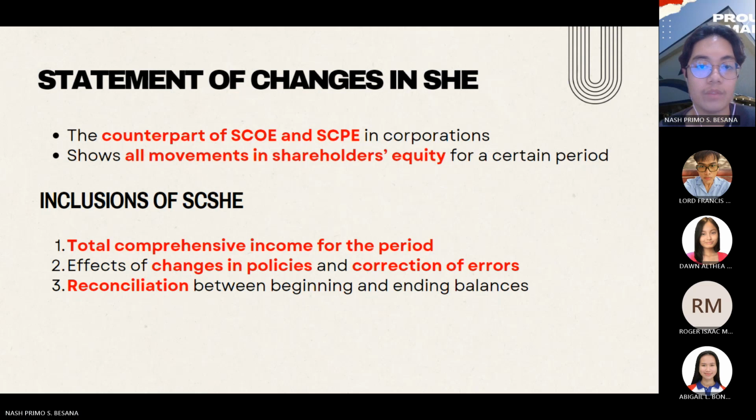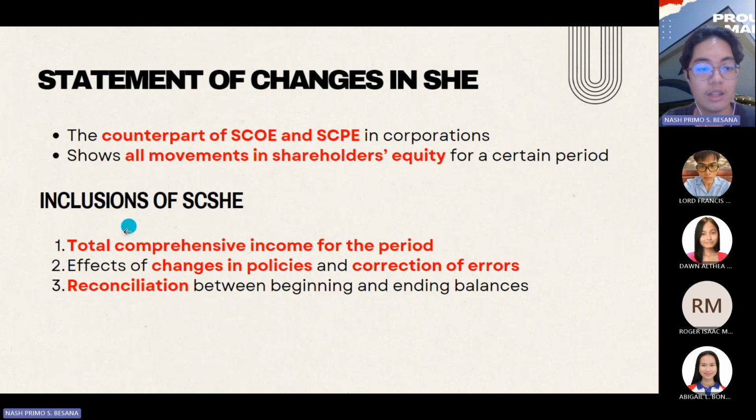But in here, we have the statement of changes in shareholders' equity. And for me, ito yung pinaka-komplikado sa tatlo, sa owners, sa partners, pati sa shareholders. Ito yung pinaka-mahirap gawin and pinaka-madaming elements. Kasi it shows all movements in shareholders' equity. Hindi siya naka-classify per account or per owner, but rather per element ng shareholders' equity. So merong separate column for ordinary shares, may column for preference shares, may column for share premium, for dividends, for treasury shares. Lahat ng elements ng shareholders' equity nakalagay dito sa financial statement na to.